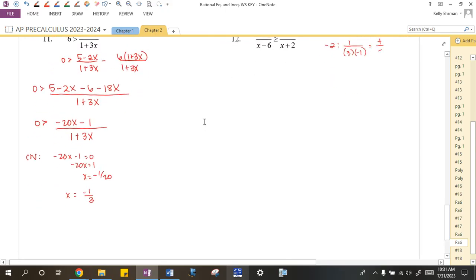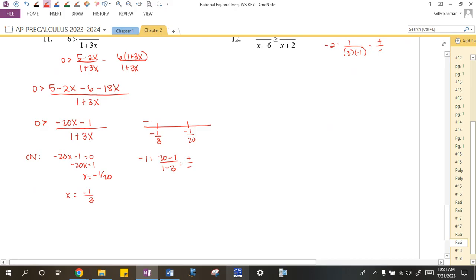On a number line, where do those fall? So get my number line out here. -1/3 is a bigger value than -1/20th. So -1/20th is closer to 0, which we'll just say is like over here. Testing in numbers, I would pick like -1 is to the far left. So if I plug in -1, I get 20 minus 1 over 1 minus 3. Positive over negative is negative overall.